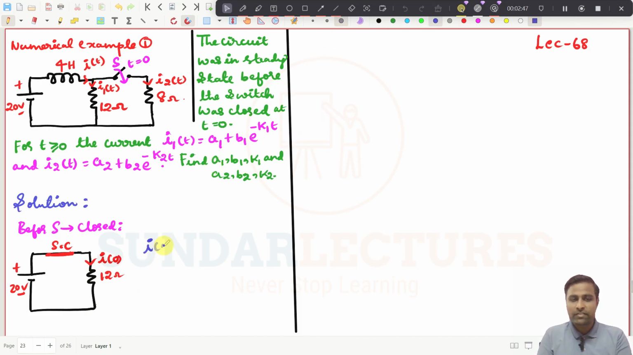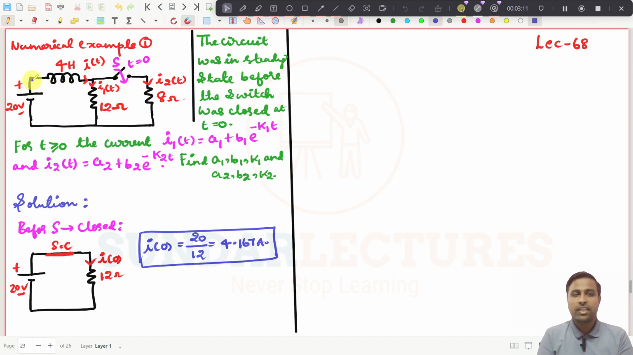What will the I of 0 value be? I of 0 is very simple. How will you find I of 0? It will be in this direction, so it will be 20 divided by 12. If you simplify this, you will get 4.167 amperes. Before the switch is closed, this inductor will carry 4.167 amperes. That is the whole idea.